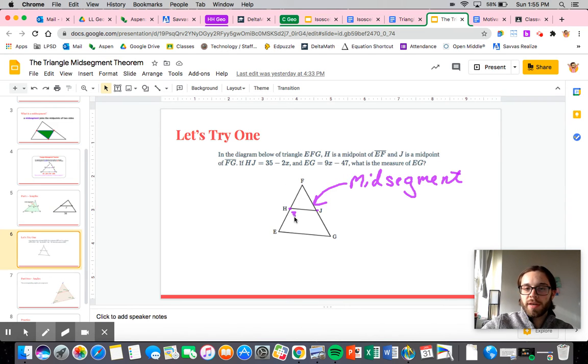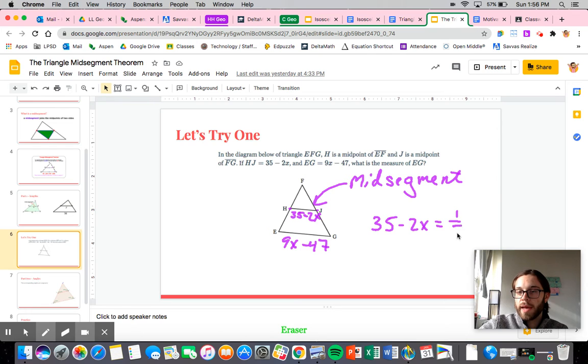HJ is 35 minus 2x, and EG is 9x minus 47. Our goal here is to find the measurement of this, but we have to solve for x first in order to do that. So how are we actually going to solve for x? Well, what do we know about the midsegment? It's half of this. So that would mean that 35 minus 2x is equal to 1/2 of 9x minus 47. Now, I don't really want to deal with this fraction out front, so I'm just going to multiply this side by 2, right?